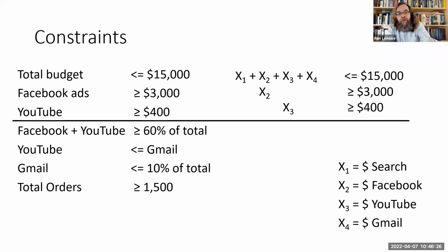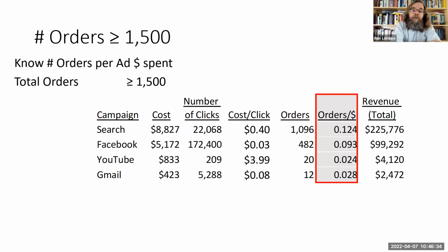Now I'm going to jump down to that bottom constraint there. The number of orders has to be greater than or equal to 1,500. Then we'll come back to the other ones. So from a slide a few minutes ago, we figured out the number of orders we get from every dollar we spend on these different options. And our goal is to get at least 1,500 orders.